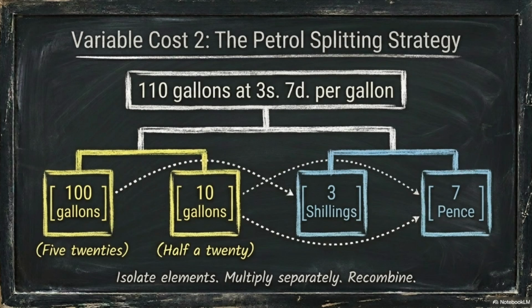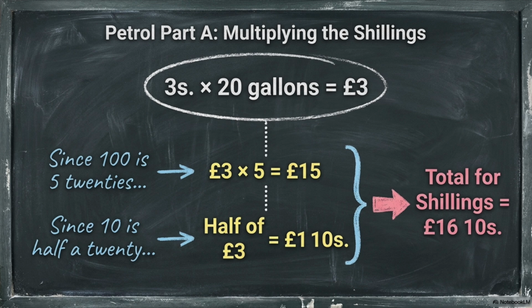Now let's have a look at the calculations for petrol. Now we know that if we've got a price of shillings and we've got 20 of them, we just change the shillings to pounds. So this 110 gallons would be easier to break up into two parts, 100 and a 10, because then we can use 5 20s to 100 and half a 20 and 10. So first we're going to break up the price of 3 shillings and 7 and look at the 3 shillings on its own. 20 gallons at 3 shillings is 3 pounds. We just change the shillings to pounds.